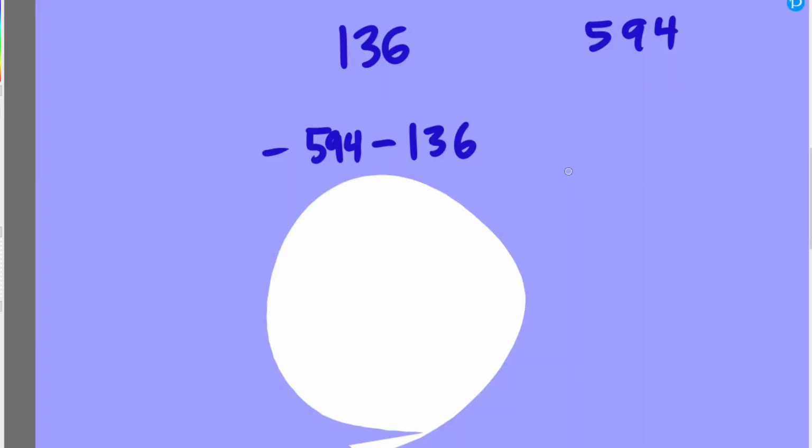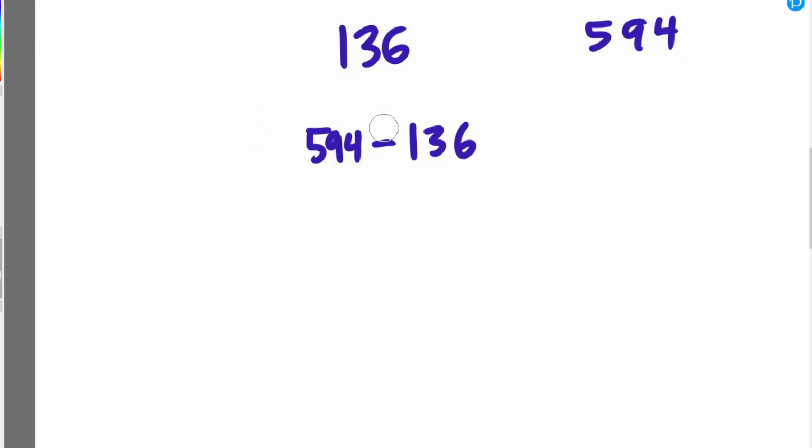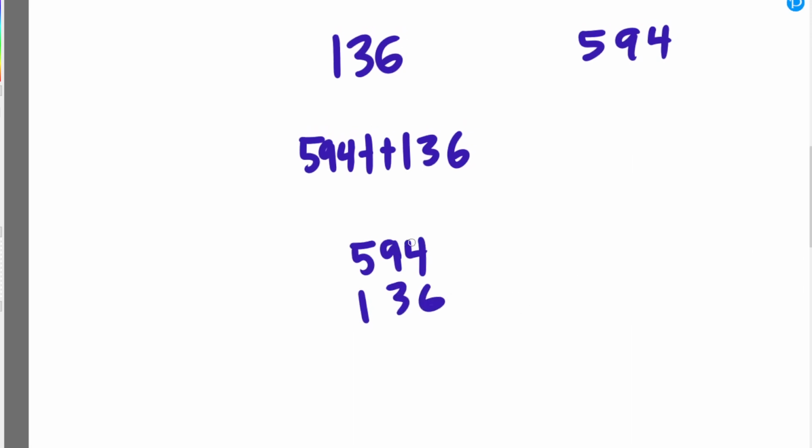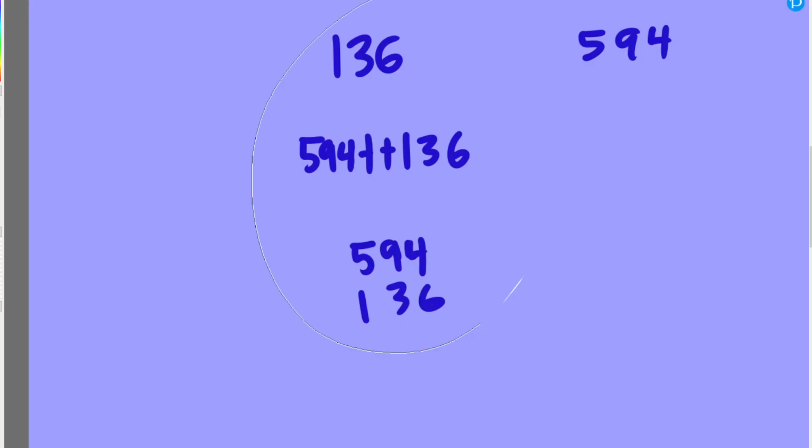If you had something like positive 594 plus negative 136, we are going to basically be subtracting again. If you had something like 594 minus negative 136, we know that these two are hanging out together. They're chilling together. So we can turn these into plus signs. So we will just turn it into a plus sign, and we'll have 594 plus 136, and that will give you what, I don't even remember what it was. But hopefully that makes sense. If you have any questions, please let me know.